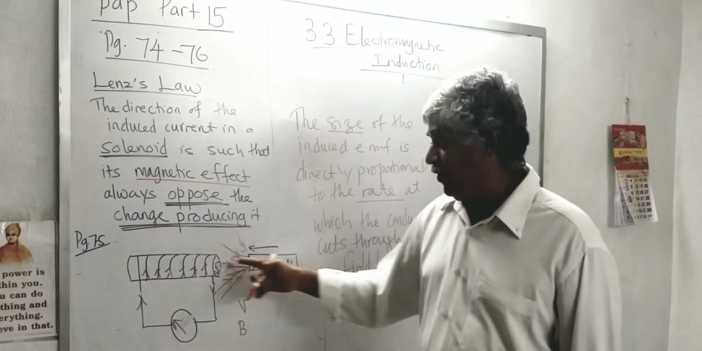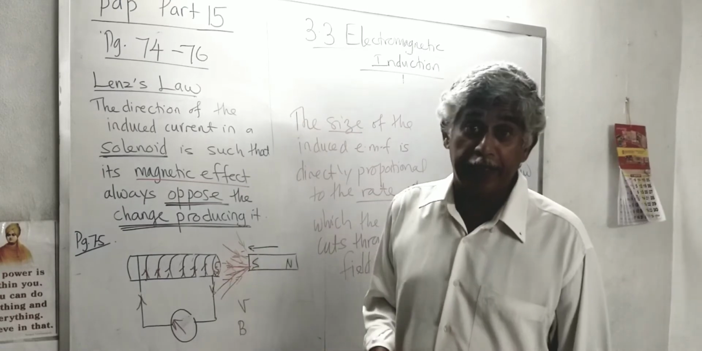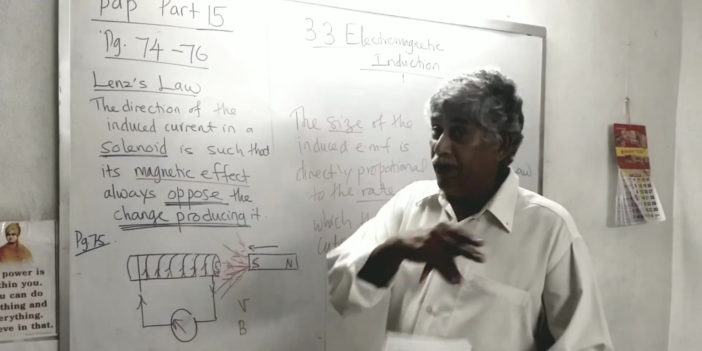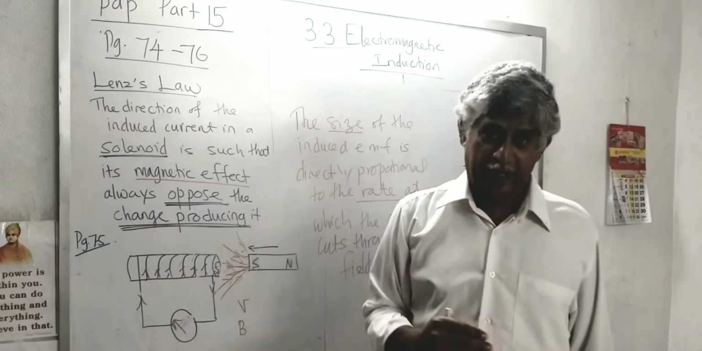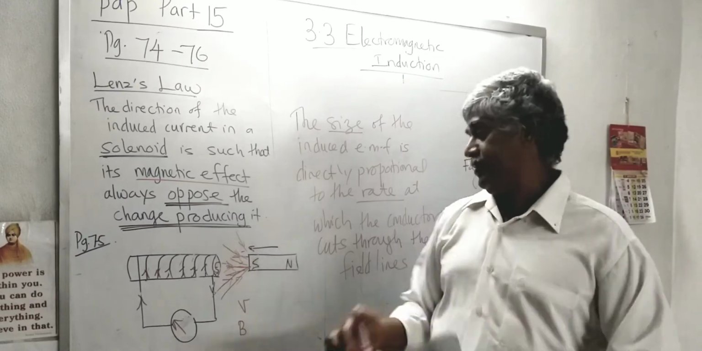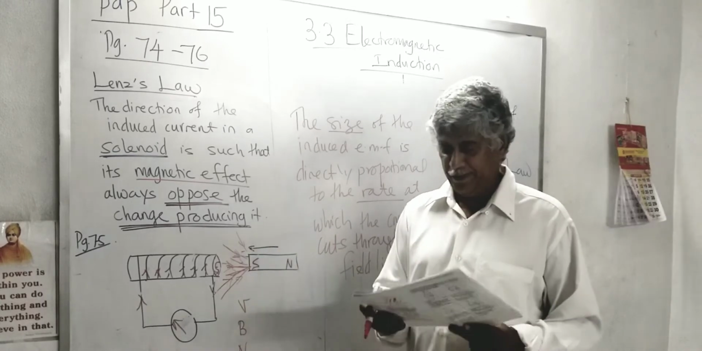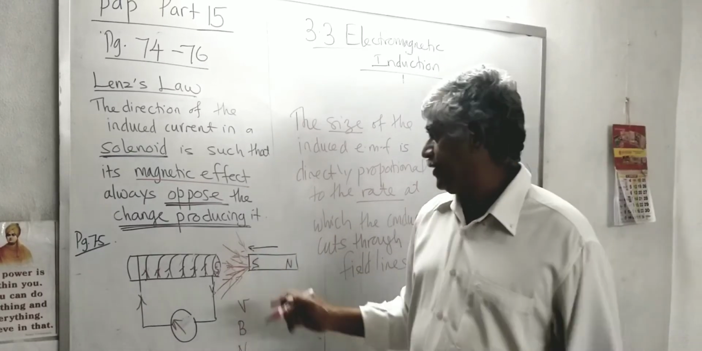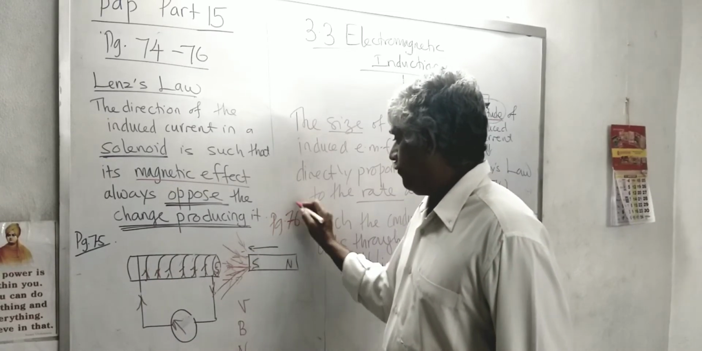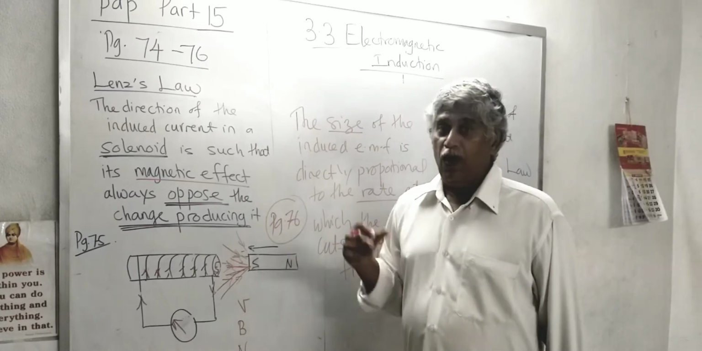And number 3, of course, if you are using 5 turns, now you change it to 20 turns. More turns when you push the magnetic field into it, more rate of cutting, because more wires are cutting the flux. So number 3 is the number of turns of the solenoid. All this is given at page 76, where you can refer to Faraday's law and its expansion.